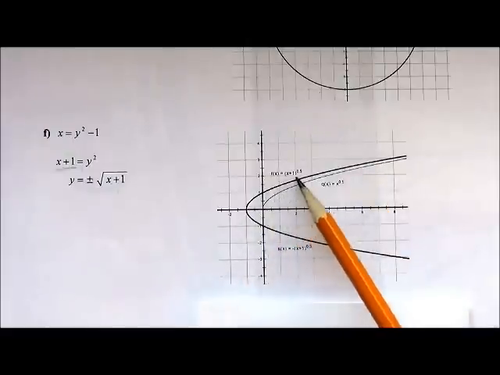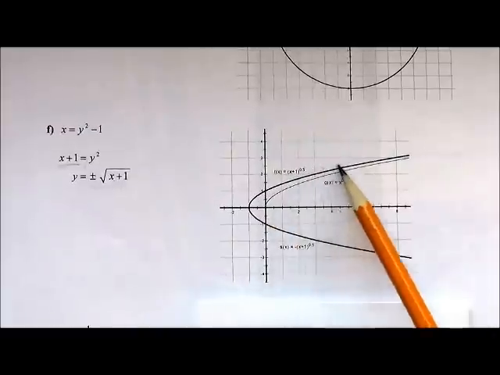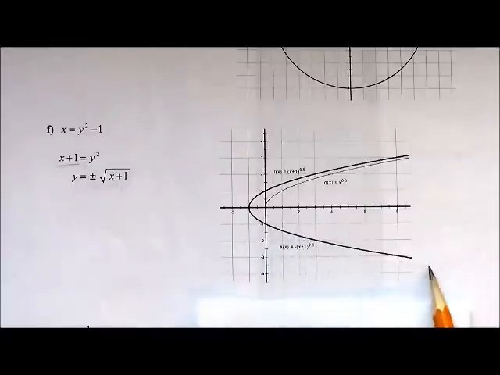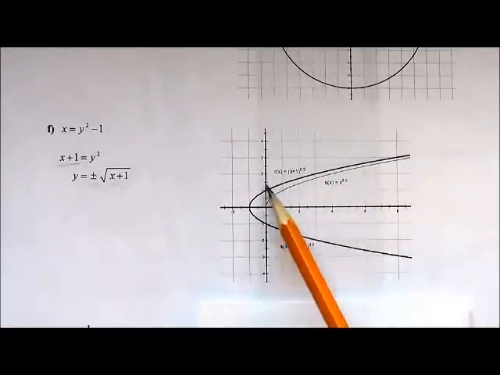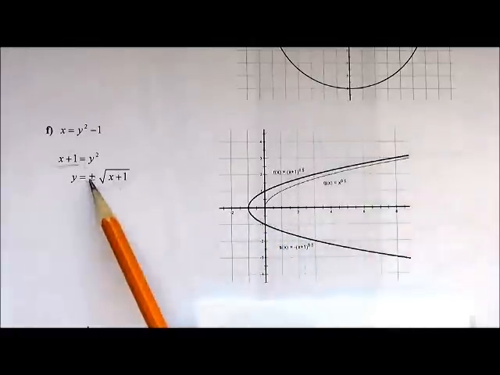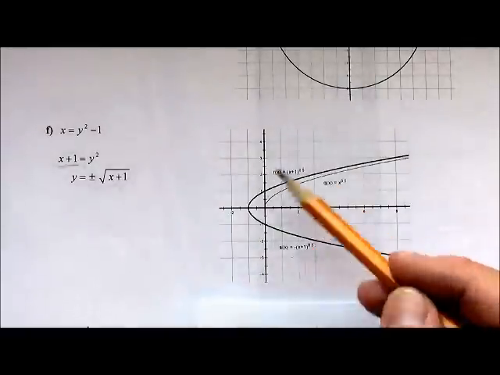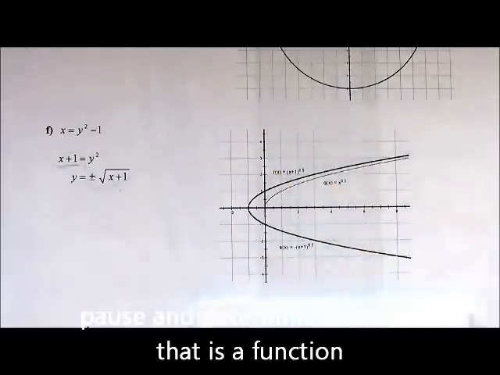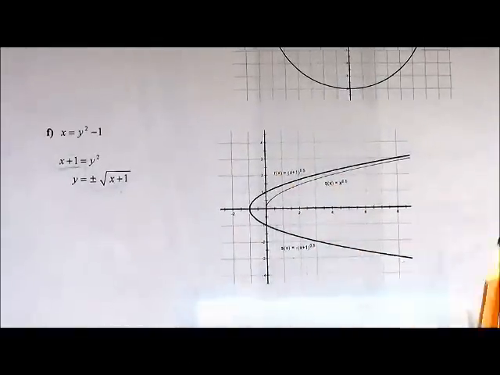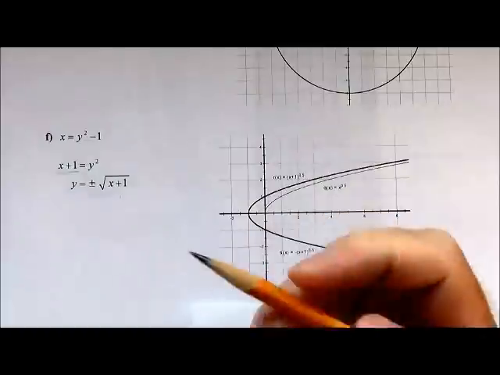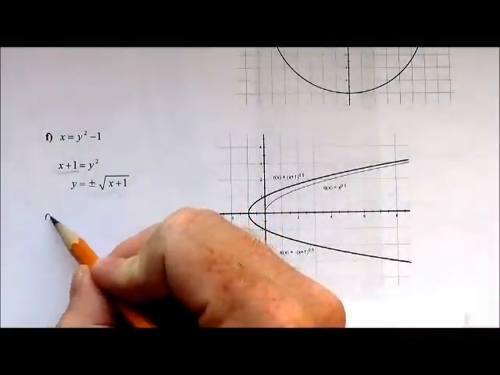It'll be increasing as x increases, y is going to increase, but the negative branch, as x increases, y is going to decrease, get further and further negative. Okay, so then this thick graph is actually the entire graph plus or minus the square root of x plus 1. So again, if we do the vertical line test, we see again that for any one x value, we've got more than one y value associated with it. So that means that it is not a function.